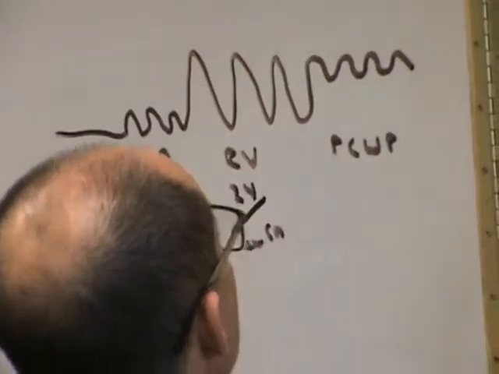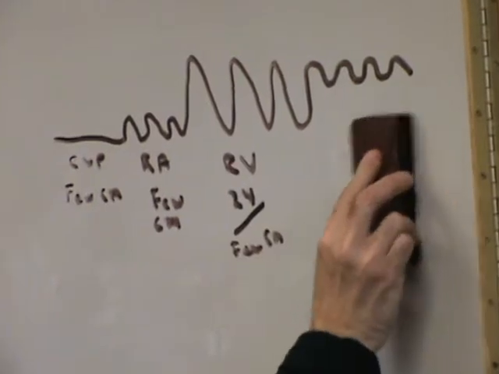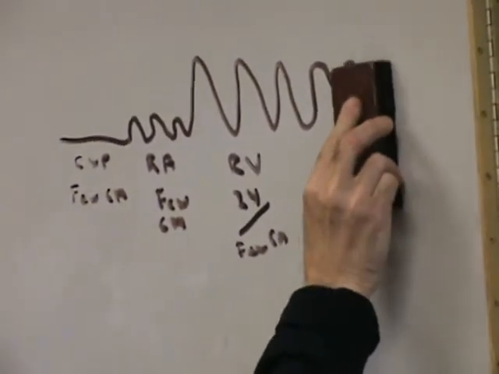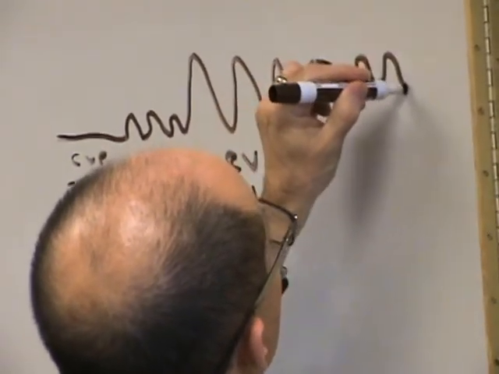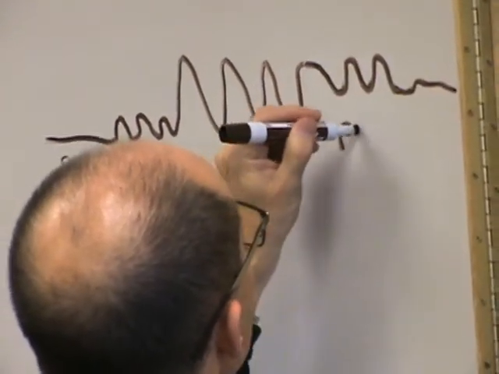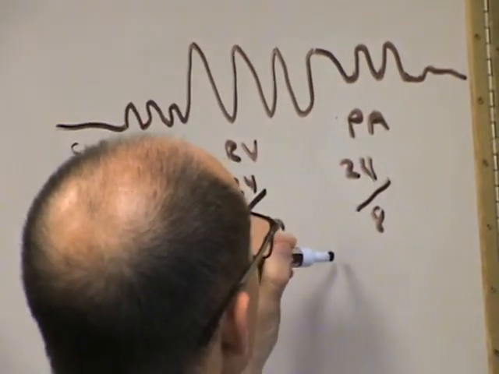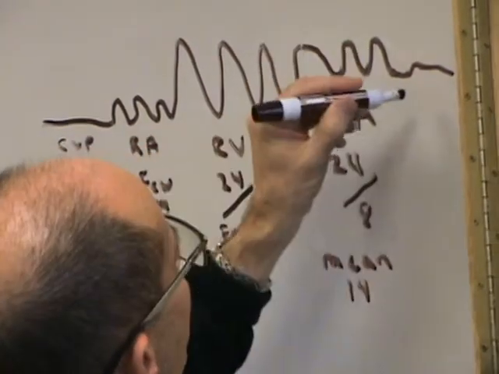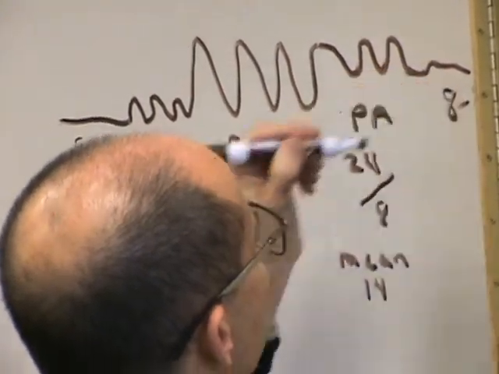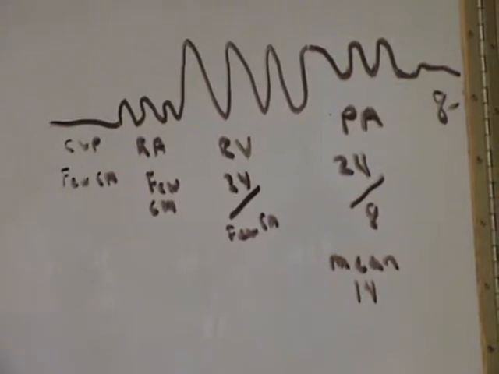I'm sorry, this is your PA, and then it's your wedge. Not the greatest drawing, but this is your PA, and then this is your wedge. Your PA is going to be 24 over 8 with a mean of 14 as normal. And then your wedge is going to be somewhere between 8 to 12 in an ideal state. And that's your tracing. So you need to know what's normal, and you need to know what's abnormal.